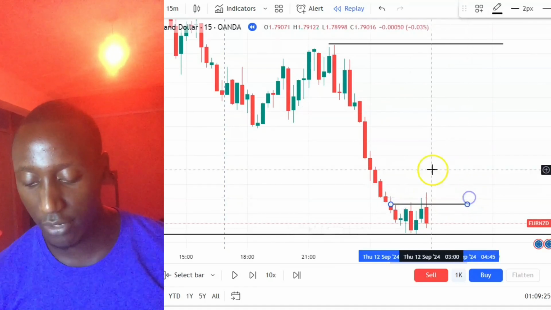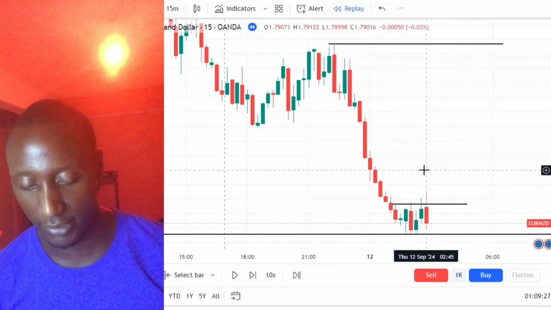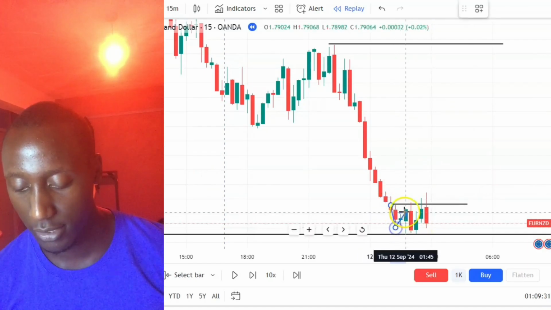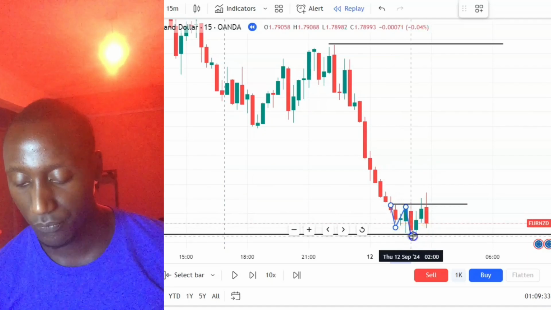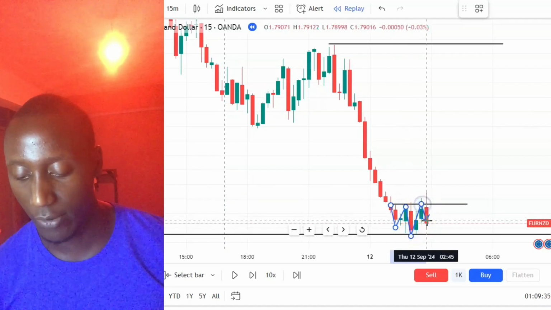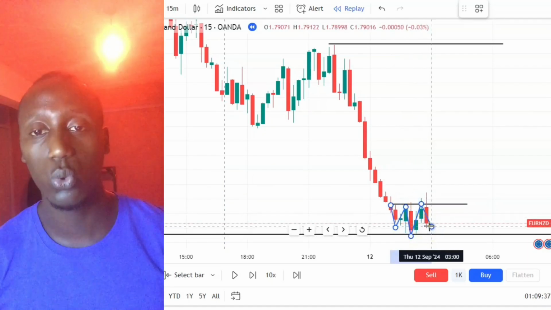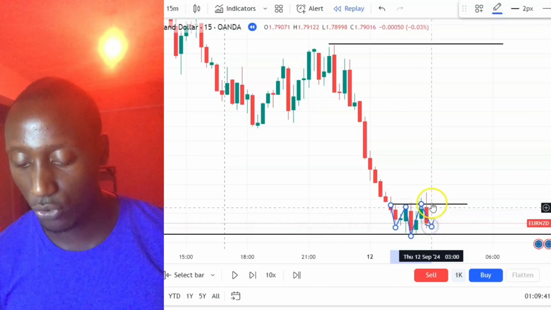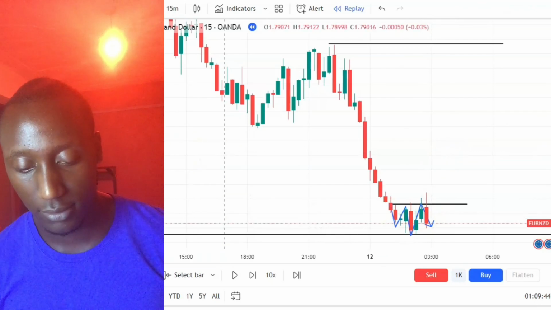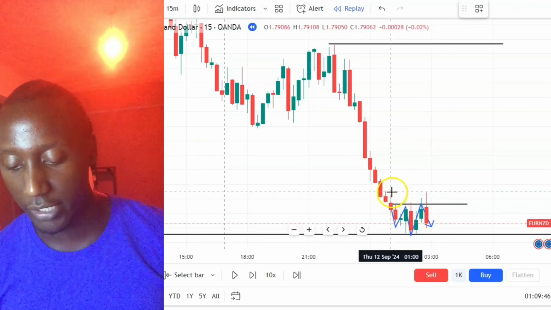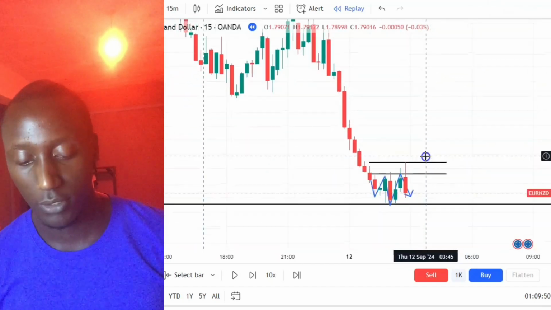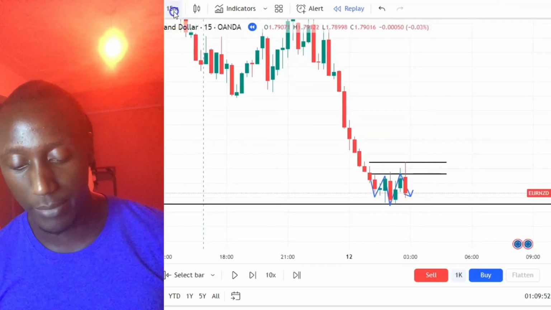If you've ever heard of a head and shoulders pattern, we have a left shoulder, and then we have a head, and now we are forming our right shoulder. And if price is correct and closes above this neckline, then we will be getting in.